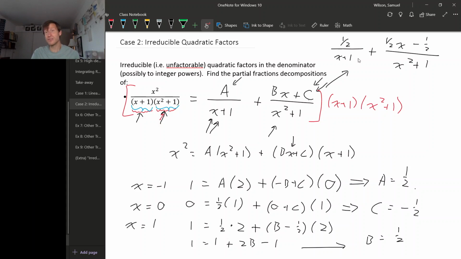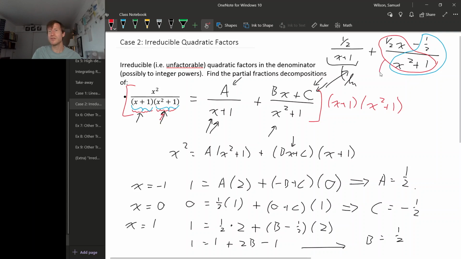Remember, for us, the goal of finding partial fractions decomposition is this is how we're going to integrate rational functions. So this first term, when we integrate this, it's just going to give us some sort of natural log. That's no problem. For the second term, there are actually two pieces. There's the part with the x in the numerator, and then there's the part with the constant in the numerator.